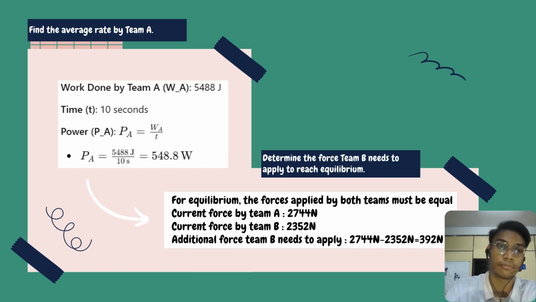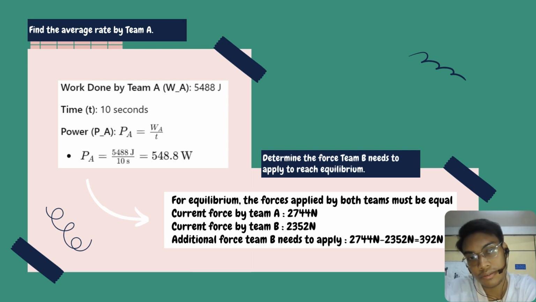548.8 watt. If the question wants you to find the average rate for team B, it is the same as how you found the power for team A. You just need to change the value for the work and the time, if the time is changed.